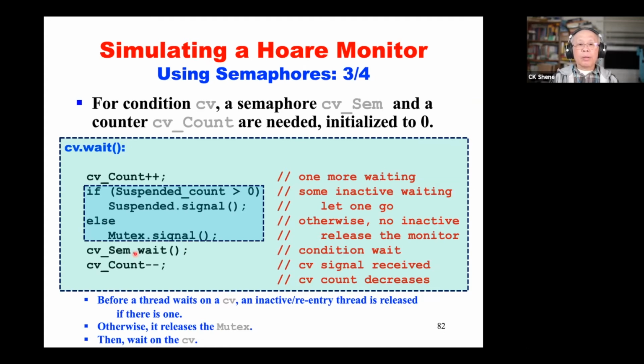Sometime later, when I am released by a CV.signal, subtract 1 from the counter, indicating 1 less thread waiting on the waiting list of this condition variable. So hopefully you will study it carefully before moving on to CV.signal.